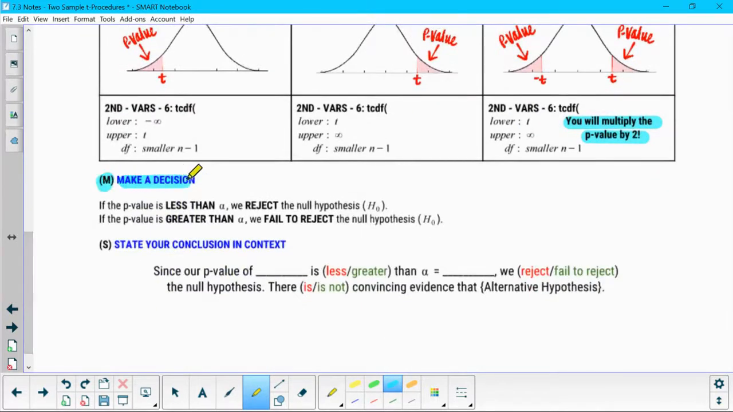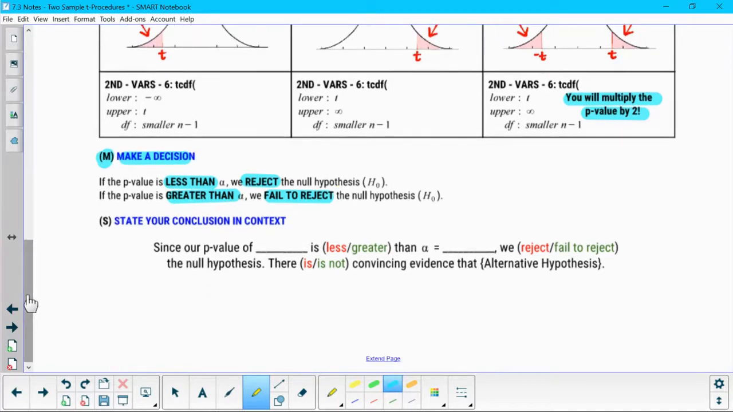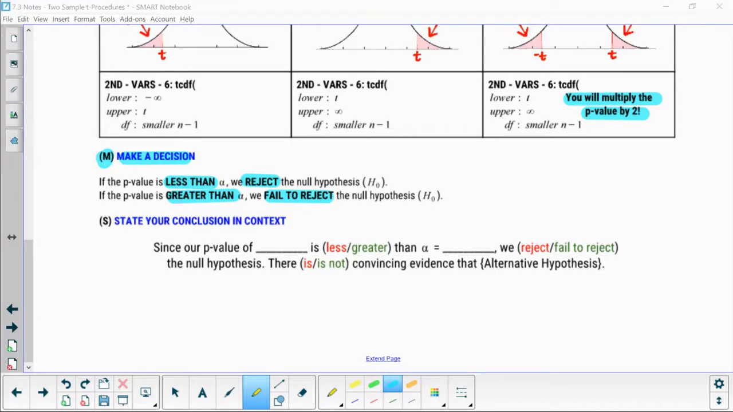Make a decision. If the p-value is low, reject the H0. If it's greater, we fail to reject. We've been doing it since the 1-proportion z-test. And stating your conclusion in context is exactly the same thing we've been doing before. Since our p-value is either less or greater, we will reject or fail to reject. There is or is not convincing evidence of the alternative hypothesis.